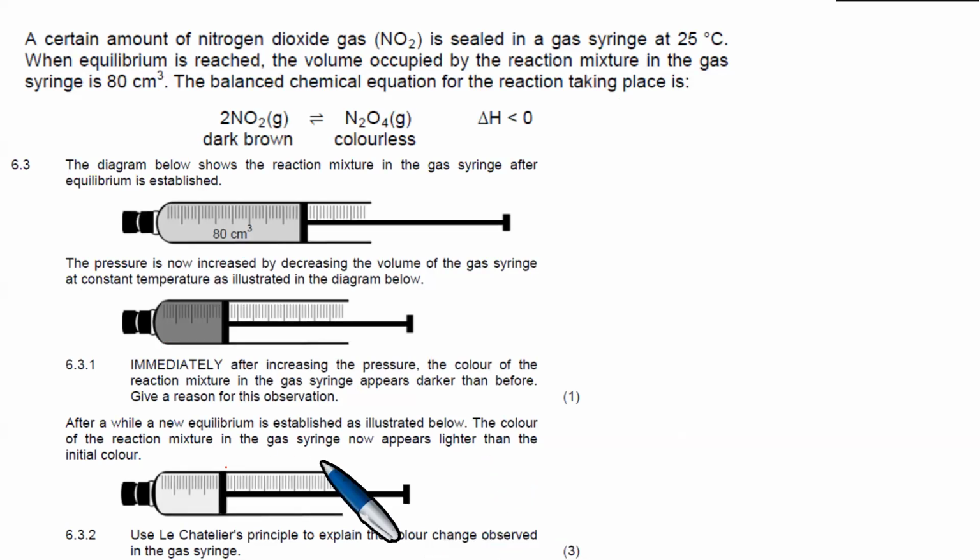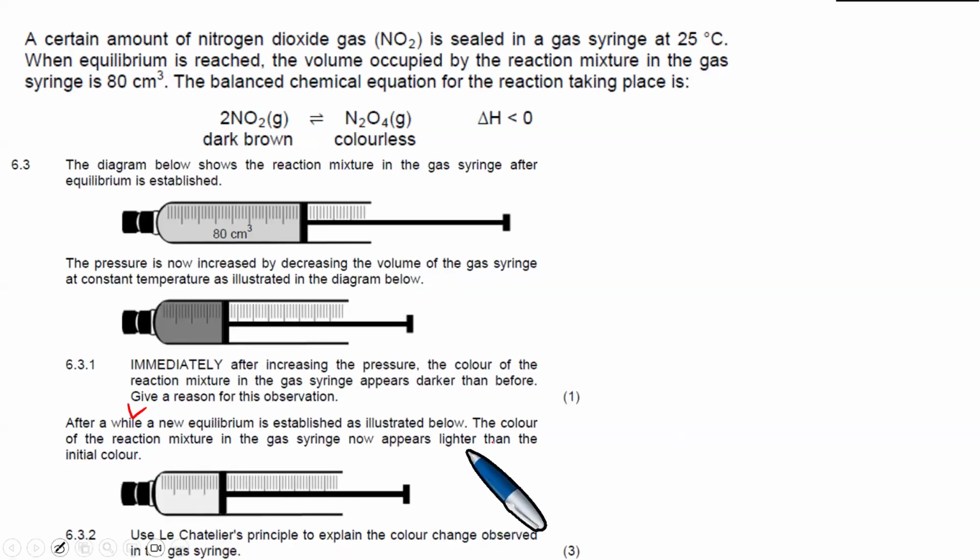Now in 6.3.2, they're saying after a while a new equilibrium is established as illustrated below. The color of the reaction mixture, after a while. Somebody pressed it and then allowed it to stay like this. After a while, a new equilibrium is established. The color of the reaction mixture in the gas syringe now appears lighter. It was dark, but now it's lighter than the initial color.